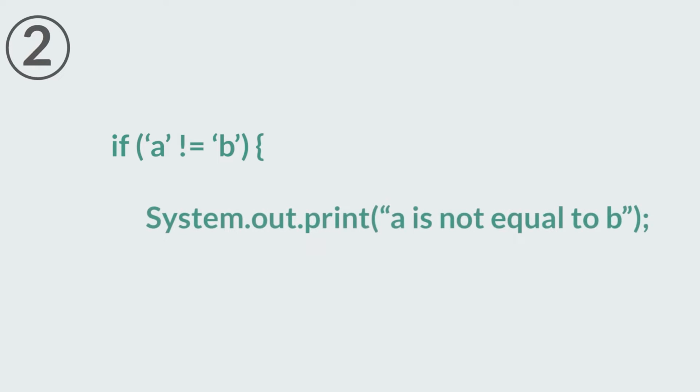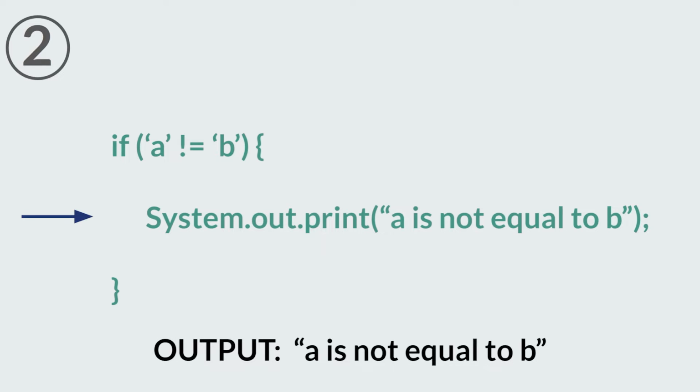We can also do this with no variables at all. In this case, we have an if statement that compares two characters, a and b. We are stating if a does not equal b, then print out this line. Since, of course, the character a does not equal the character b, that expression will evaluate to true. And because that evaluates to true, the if statement will end up running, and we'll go inside the if statement, run the code in there, and then output a is not equal to b.